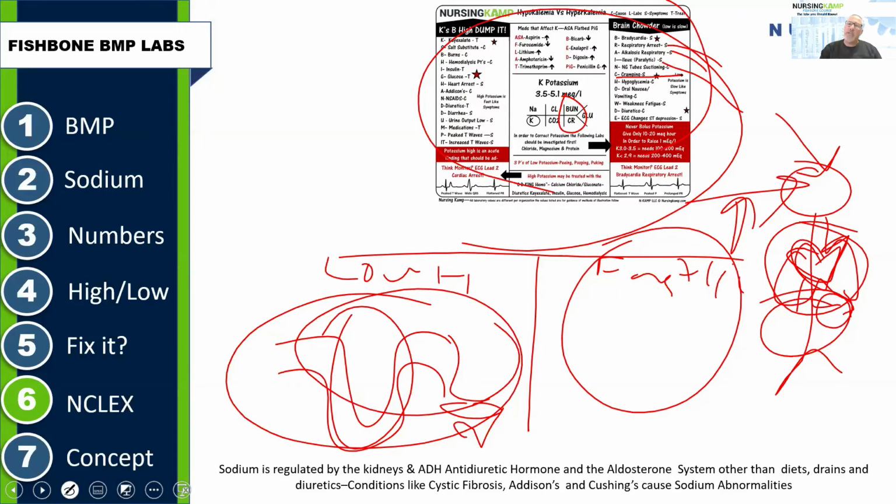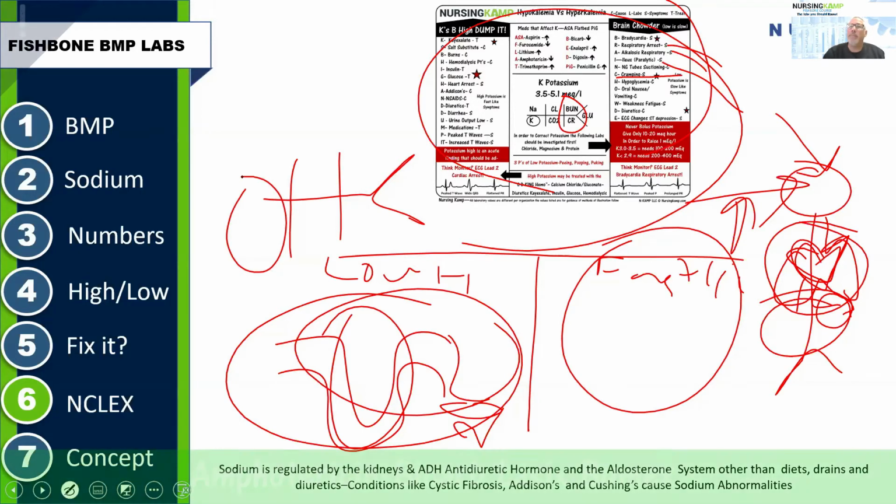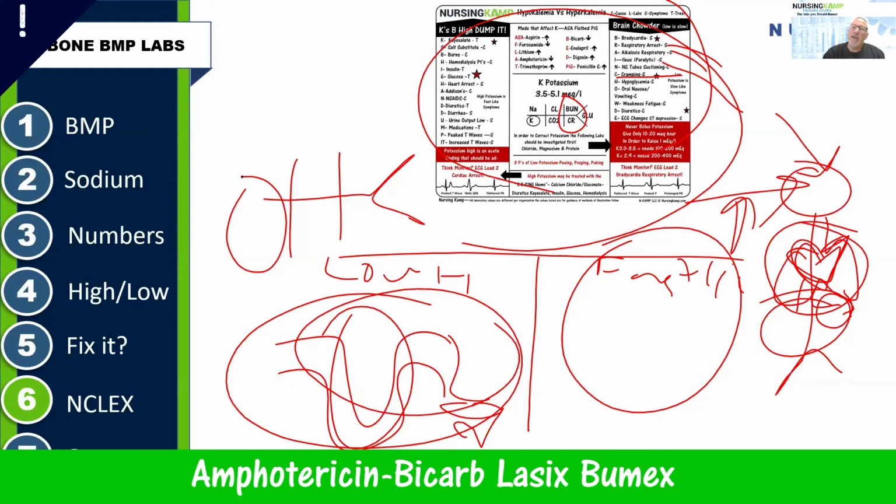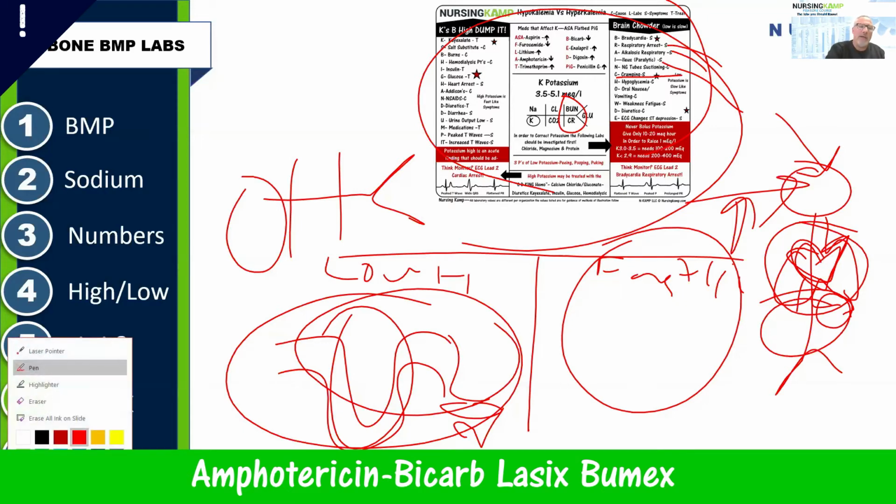So hypokalemia is preventable. That's why we check lab values before giving anything that's going to affect urine output, like Lasix. Some other medications do cause problems with potassium, like Lasix, amphotericin, bicarb, and these medications should be monitored. Now, NCLEX will never test you on that. They'll generally test you on symptomology, what the symptoms are, and what to do, like put it on a pump, different things like that.